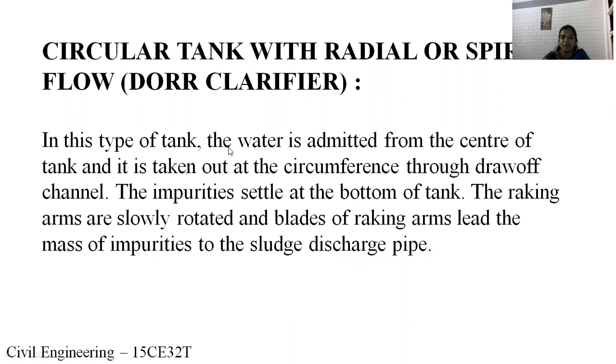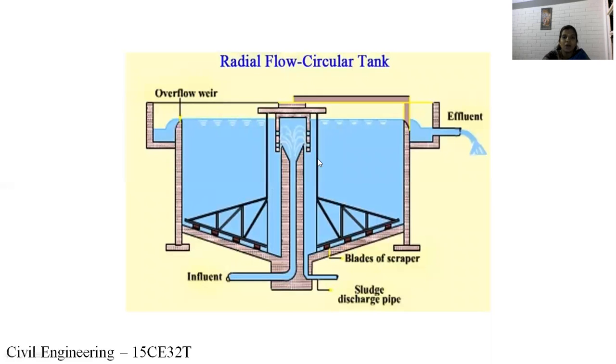In this type of tank, the water is admitted from the center of tank and it is taken out at the circumference through draw-off channel. The impurities settle at the bottom of the tank. The raking arms are slowly rotated and blades of those raking arms lead the mass of the impurities to the sludge discharge pipe. This is how the radial flow or circular tank will be working.